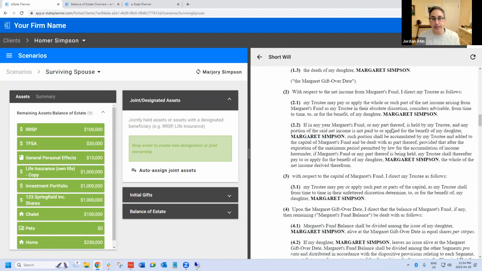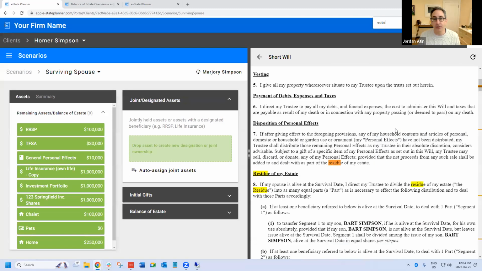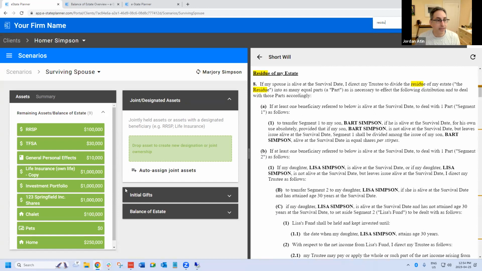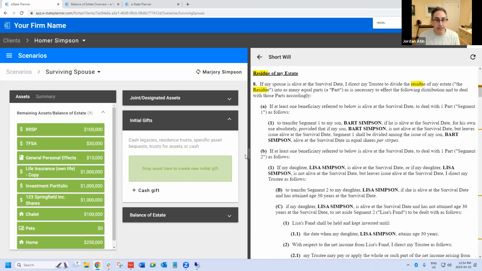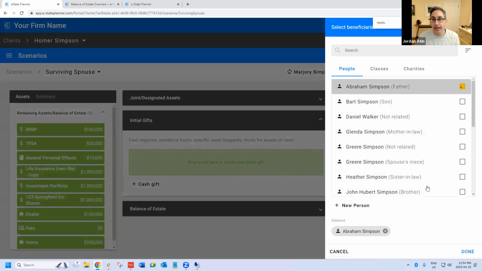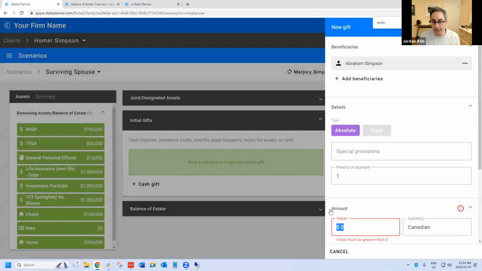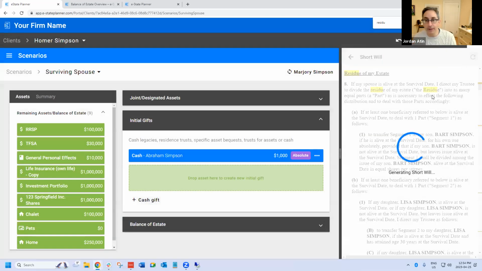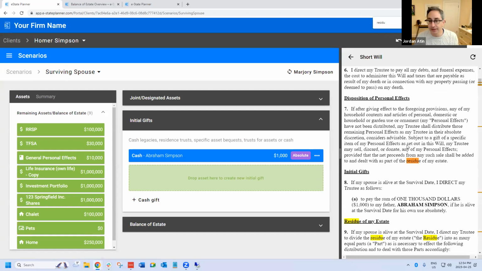You can see what's going on. You can even search by just doing a Control F. If I want to see the residue clause, yeah, here it is. And I can search here. And then while it's still open, I can add a cash gift here to Abe for $10,000, or $1,000, let's just say. And then I refresh it. And what will come up, there you go, is that $10,000 gift. And you can say, oh yeah, I forgot, I should have put a condition on it or something.